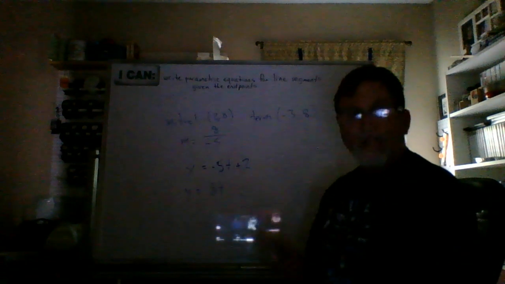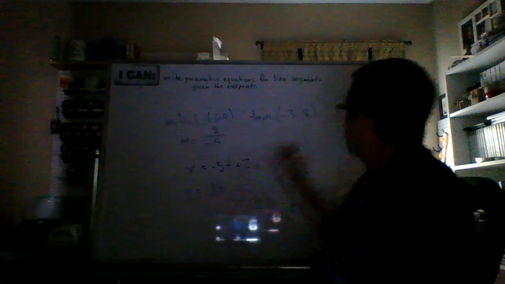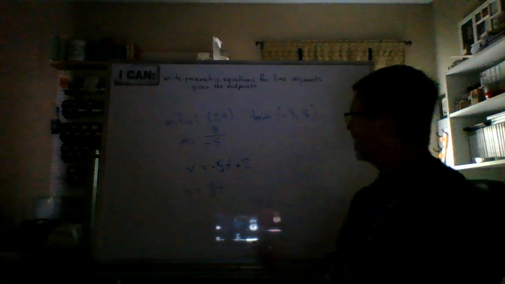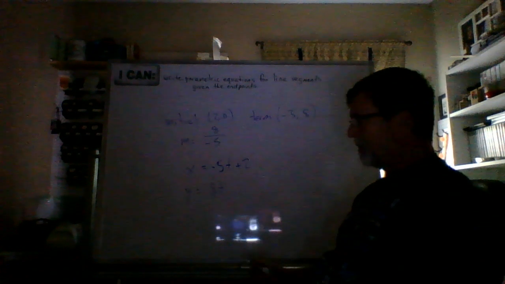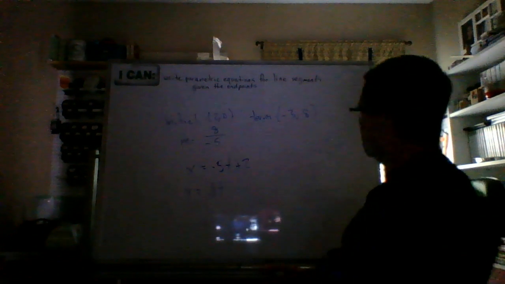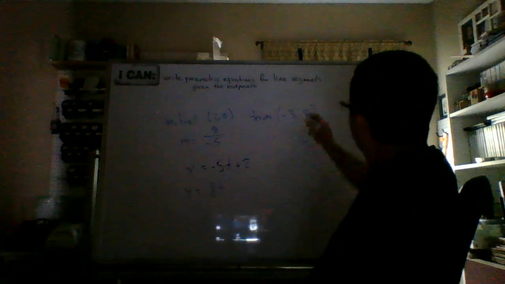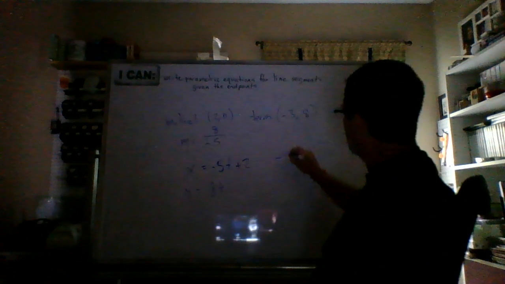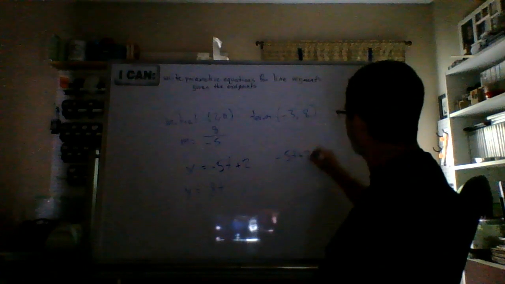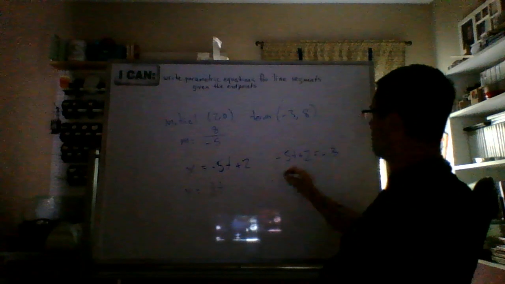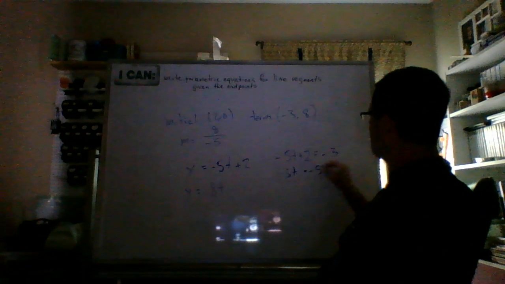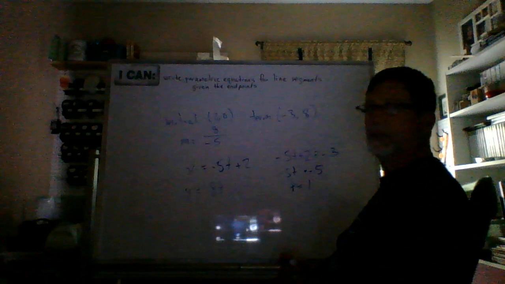Now, what does my t value have to be? Where do I stop in order to get a terminal value of (-3, 8)? Well, let's go ahead and plug in and see what we get. I need my x value to be negative 3, so negative 5t plus 2 is equal to negative 3. Negative 5t equals negative 5. t is equal to 1.